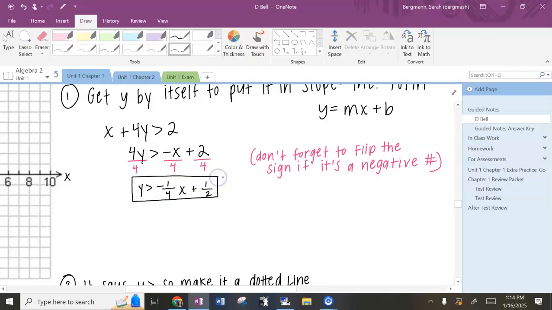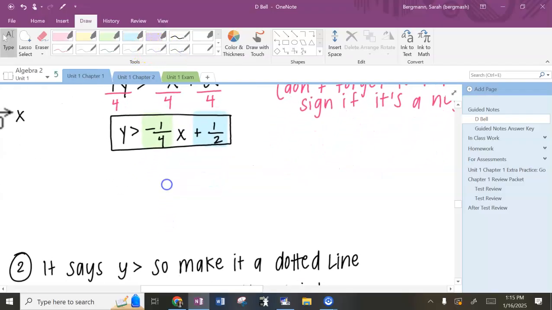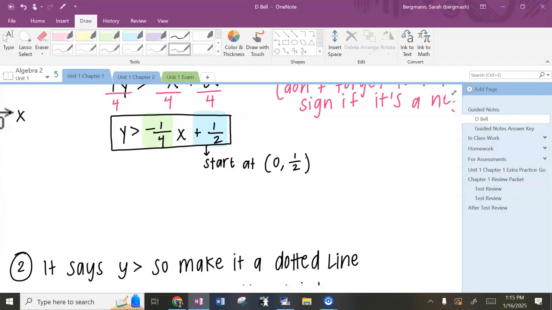Now that it's in slope-intercept form, it'll be very easy to graph. You can easily tell the slope is negative 1 over 4, and the intercept is 1/2. So when you're trying to graph that, you always start with the intercept. So you're going to start at the point 0, 1/2. So the x is 0, the y is 1/2. Because that's the y-intercept. Remember that y-intercept is always where x is 0. The slope is negative 1 over 4.